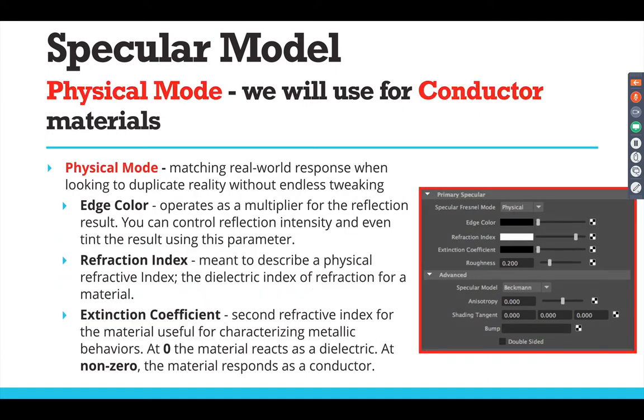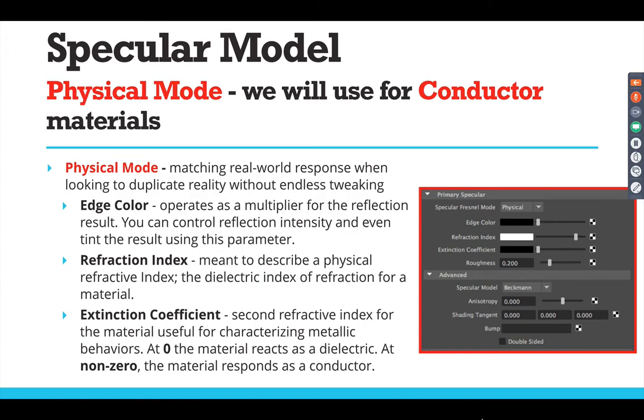All right, so physical mode. Physical mode, we have what's called an edge color. This operates kind of like the multiplier. This gives you the amount of reflectivity in physical mode. It doesn't function exactly like edge color does in artistic. All the reflectivity is measured accurately using the next 2 attributes: refractive index and extinction coefficient. These are based on scientific measurement principles.